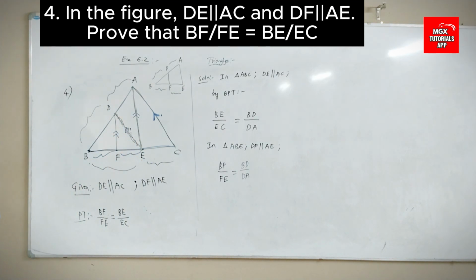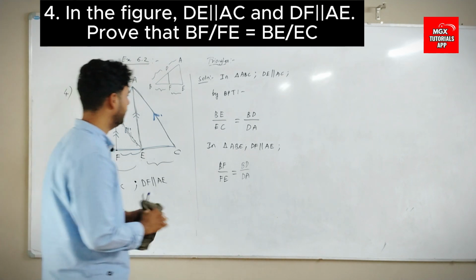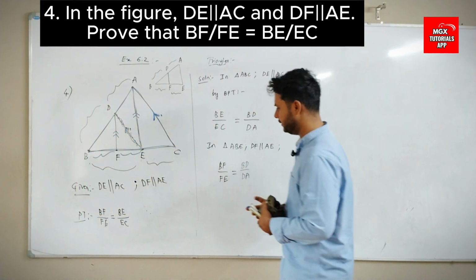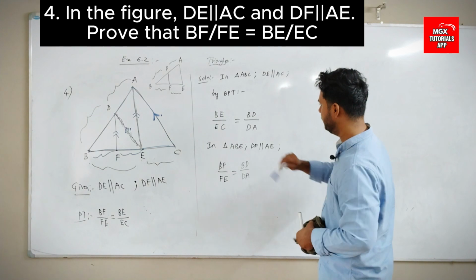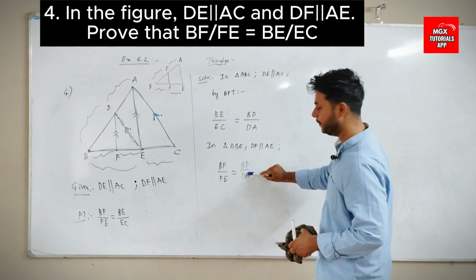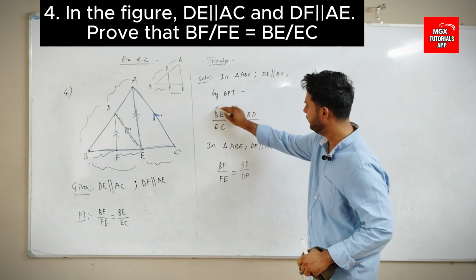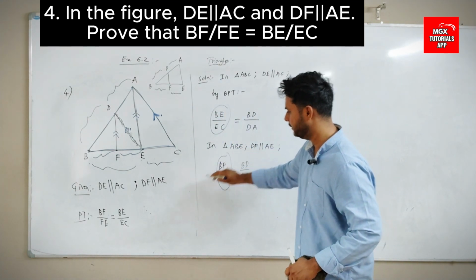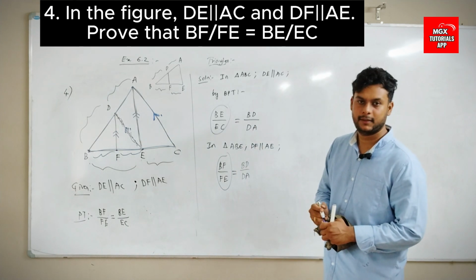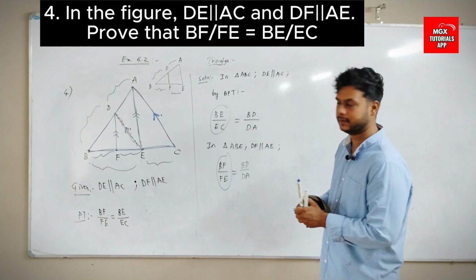Better I think. Wait one second, hold. We have time, hold on. We got the answer. You can see this is equal to BD by DA. This is also equal to BD by DA. Therefore, BC by EC is equal to BF by FE. Only two steps are there. Okay, figuring out is the toughest part.